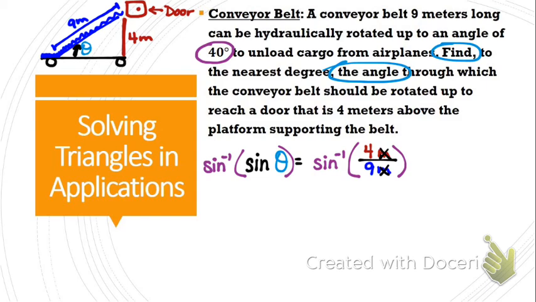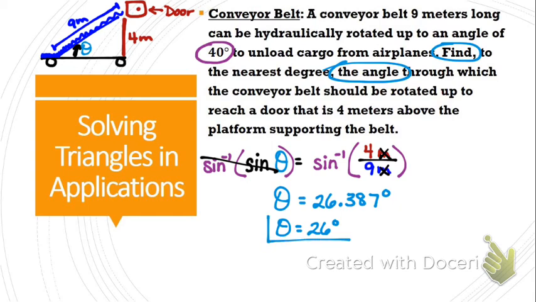26.387. Did they want me to round at all? Yes. What did they want me to round to? Nearest degree. So is this 26, 27, 25? Like, what are we doing? 26 degrees. So this thing is definitely not fully extended.